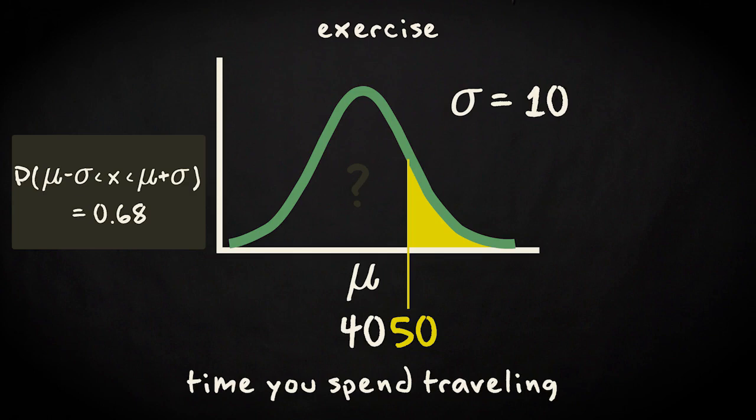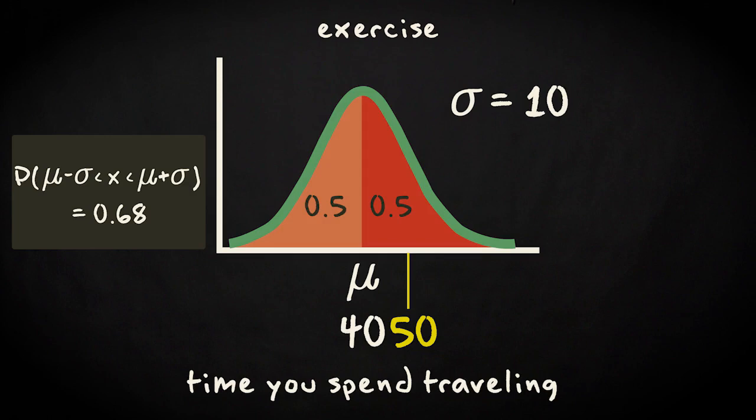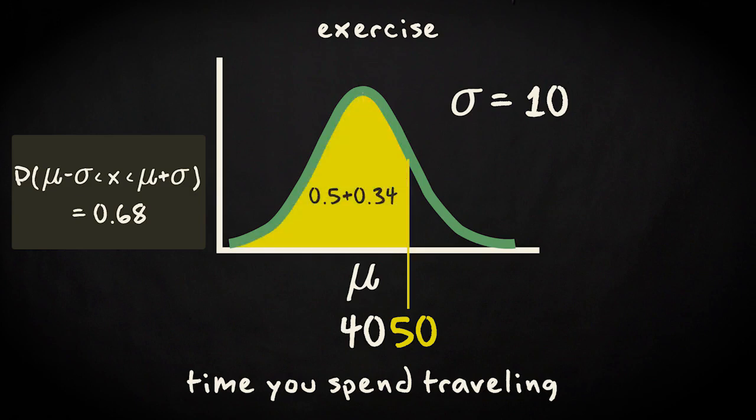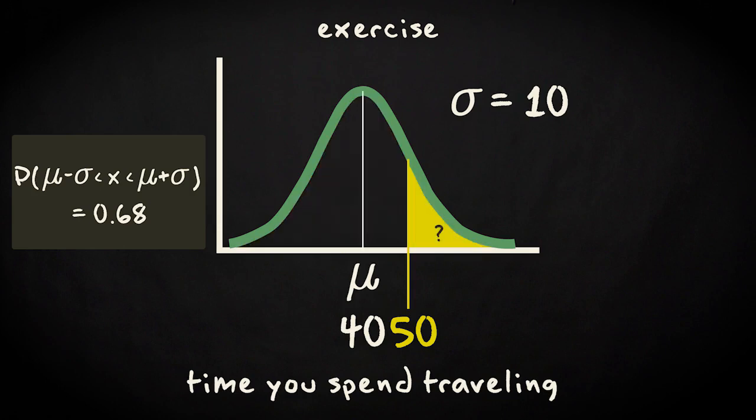You know that the normal distribution is symmetric. So half of the probability is located at one side of the mean, and therefore also the probability for the interval between the mean and the mean plus 1 standard deviation is half of 0.68, which is 0.34. So the probability to travel less than 50 minutes is 0.5 plus 0.34, 0.84. But you would like to know the complement, the probability to travel more than 50 minutes. This is 1 minus 0.84, which is 0.16.